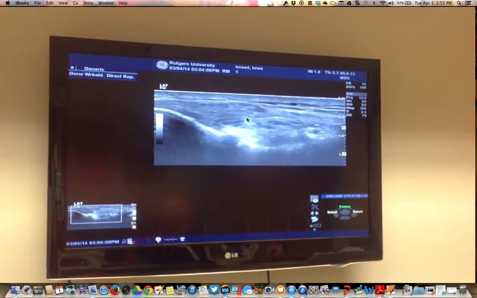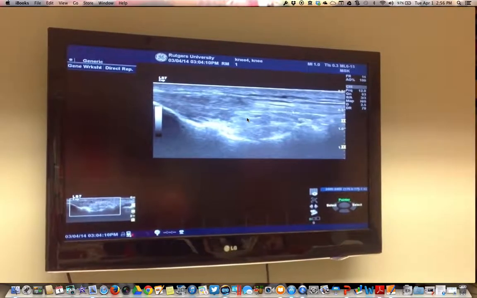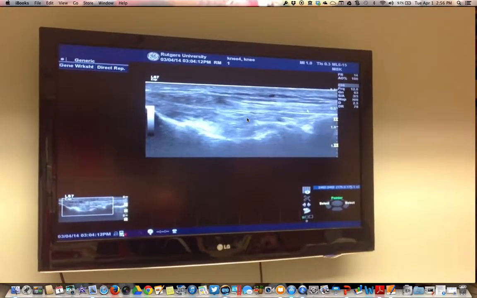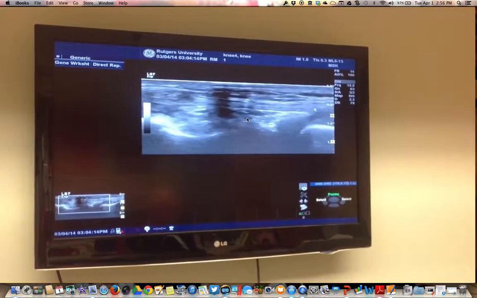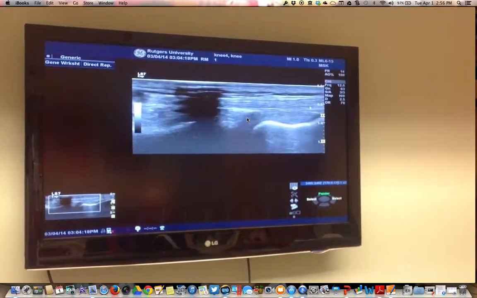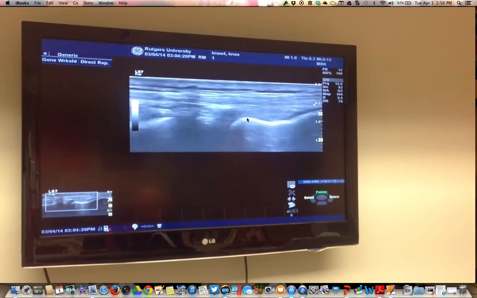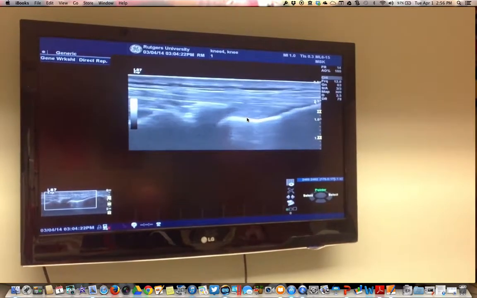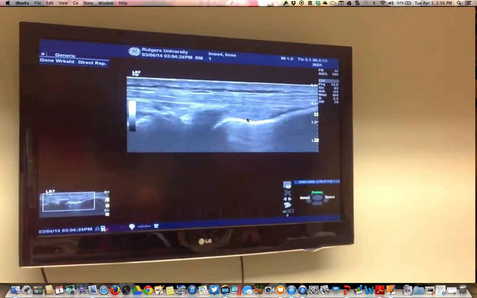I then focus on the LCL and follow it up as a thin ligament coming across, focusing on it, following it all the way up as we follow it up to its attachment again into the popliteus hiatus just above the superior rim right here.